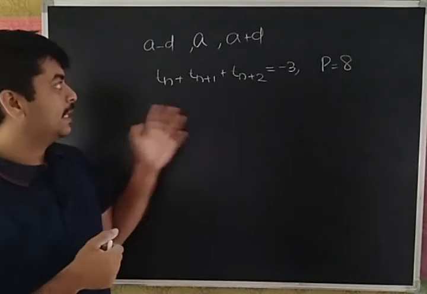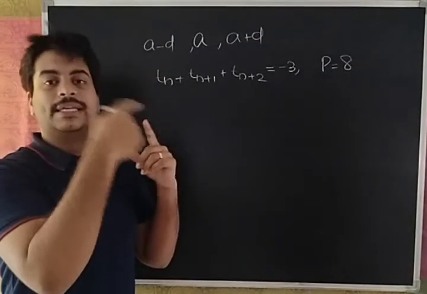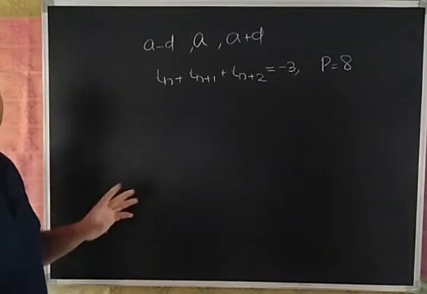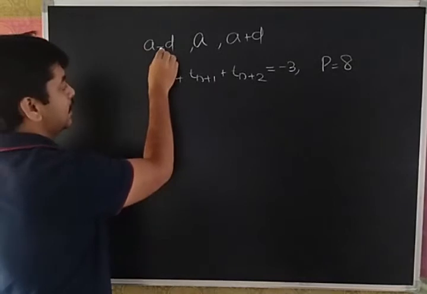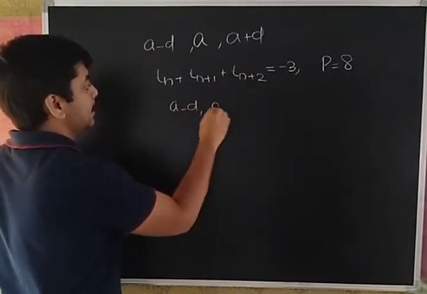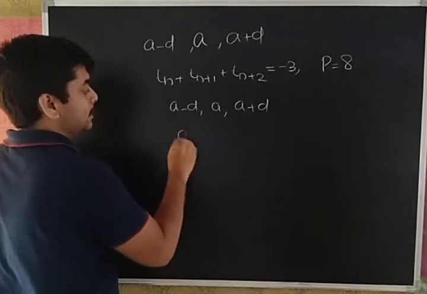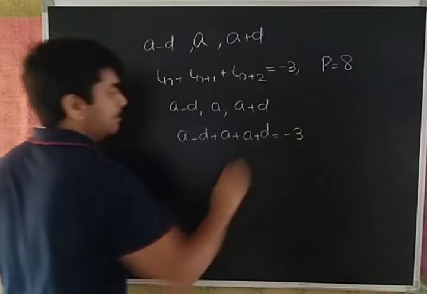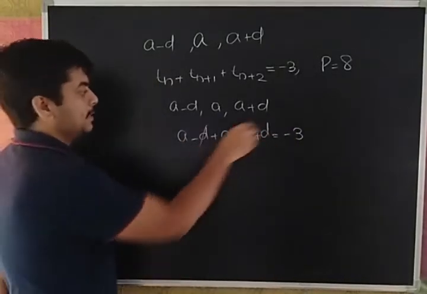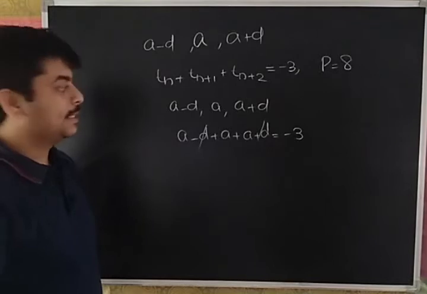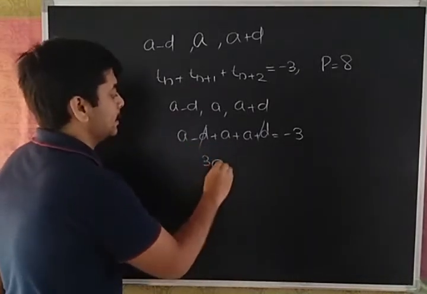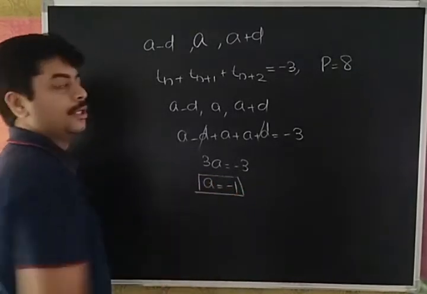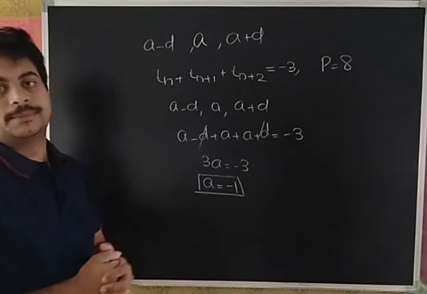How difficult is it? If you take A, A plus D, A plus 2D, you will have two unknowns to find. But see, it is very easy if you take it like this. Let the three elements be A minus D, A and A plus D. The sum of these is given as minus 3. So what happens? Minus D and D get cancelled. So A plus A plus A is 3A, 3A is equal to minus 3, so A is equal to minus 1. Just with one step, you got directly the middle term.